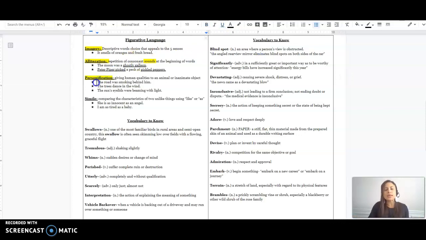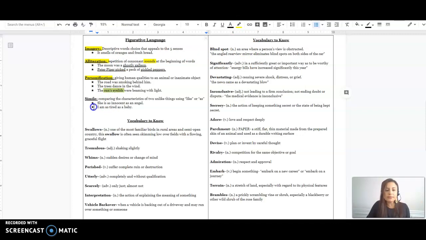The road was smoking behind him. That would be personification, because the road can't smoke. So we're giving some quality to a road that a human would have. The trees dance in the wind. So again, trees are dancing. People dance. So dance is definitely a human quality. And then we have the sun's eyelids were beaming with light. Eyelids are something that people have. So this would definitely be personification as well.